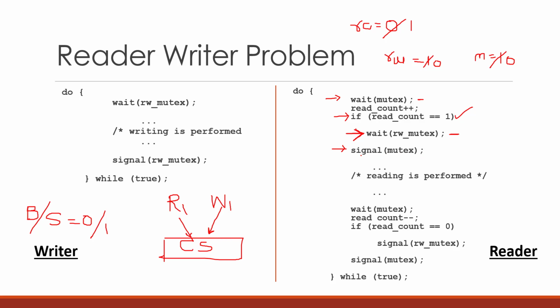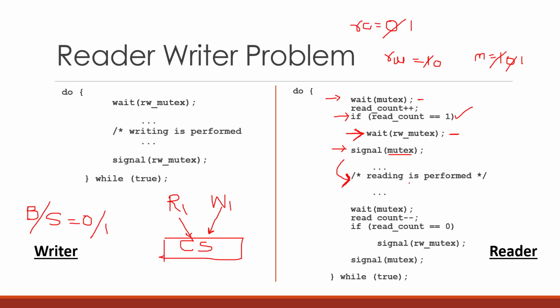Signal mutex means it will increment the value of mutex. So I'm going to make it 1, right? Now after that, I'm reading my critical section, right? So I've entered the critical section over here, and the reading is being performed, or the reader is still reading.